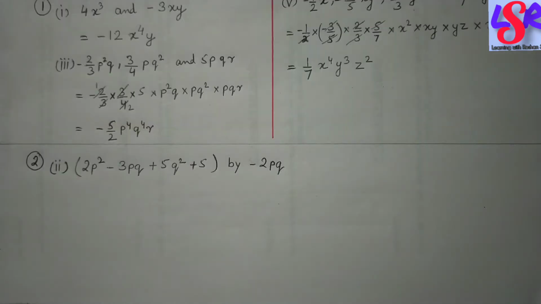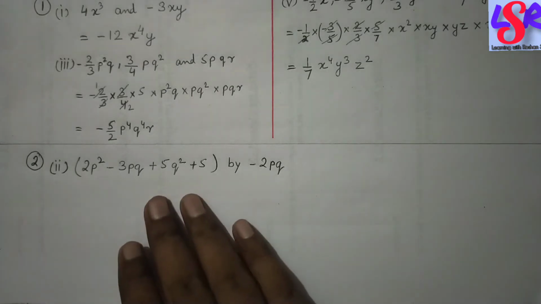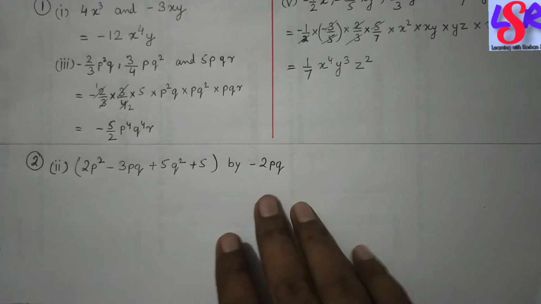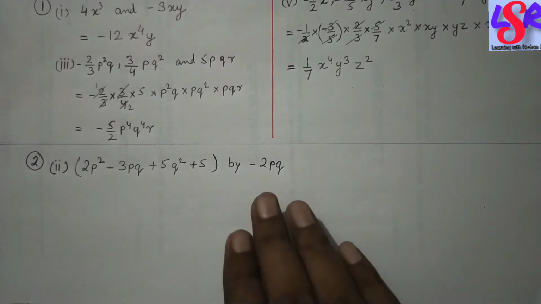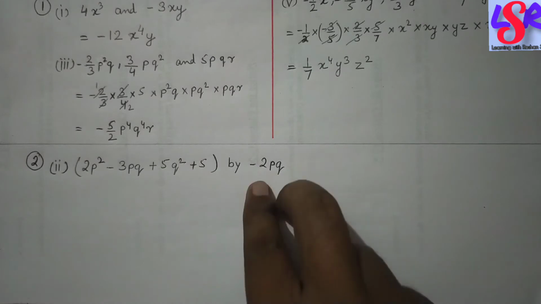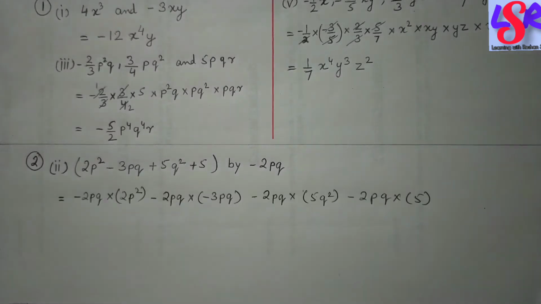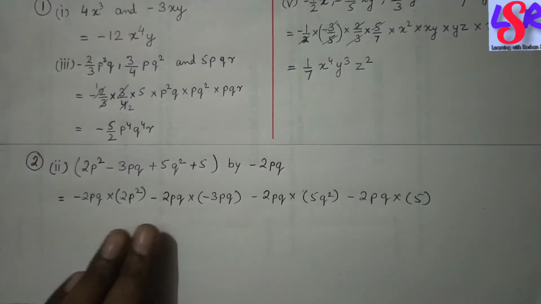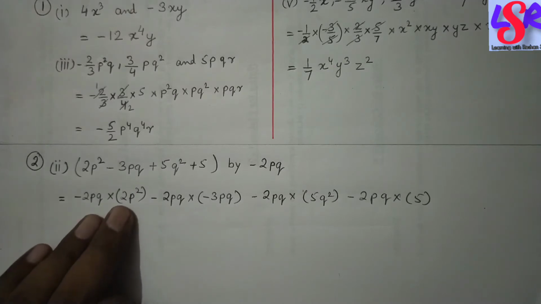Now in question number 2, we are going to multiply a polynomial by a monomial. We are going to multiply more than one term by a single term. So in this case, we are going to multiply each and every term of this polynomial by this monomial. Now after arranging this in this form, we are going to multiply each and every term.